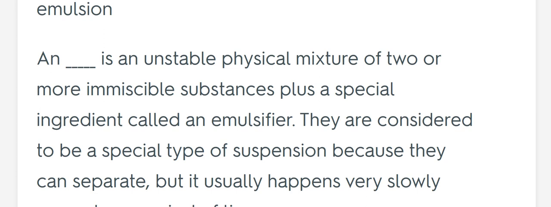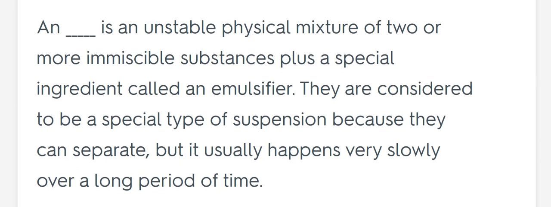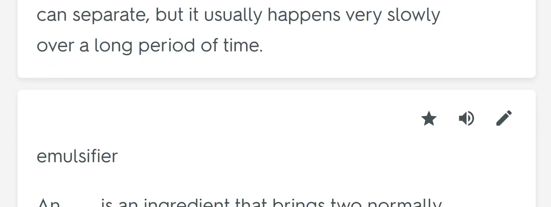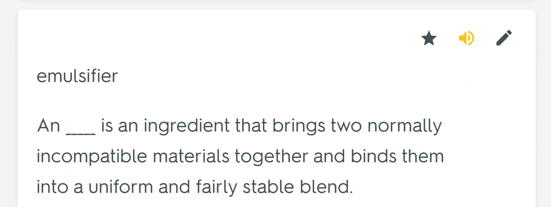emulsifier. They're considered to be a special type of suspension because they can separate, but it usually happens very slowly over a long period of time. Emulsifier. And blank is an ingredient that brings two normally incompatible materials together and binds them into a uniform and fairly stable blend.